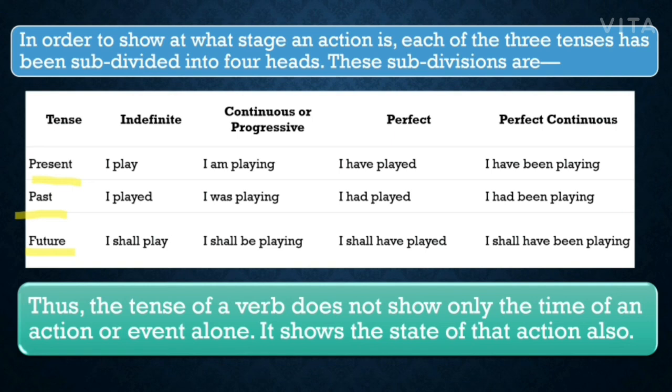and future, these three tenses are subdivided into four heads. That is present simple, present continuous, present perfect and present perfect continuous. Similarly, past simple, past continuous, past perfect, past perfect continuous, and future simple, future continuous, future perfect and future perfect continuous. So these are subheads for the three types of tenses.